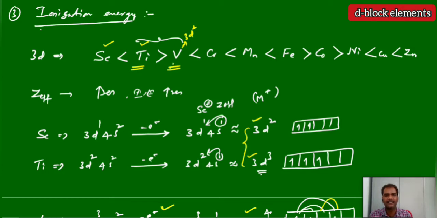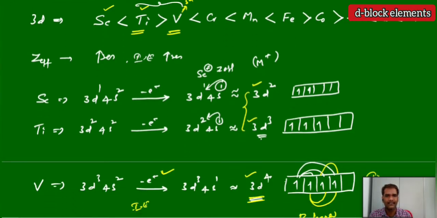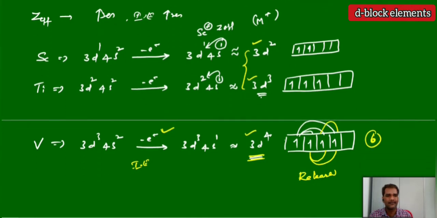That is why we can see vanadium has less ionization energy than titanium. This is the exception. That is due to the exchange energy. Why? Because the electronic configuration will become like this in case of ions. Again you compare now vanadium and chromium also. Why? Regular trend again between chromium and vanadium.